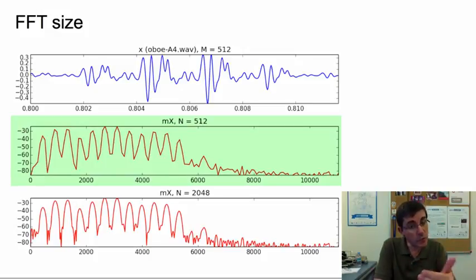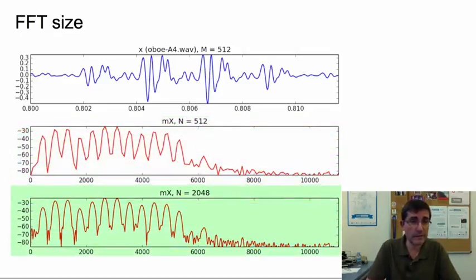But if we use a larger FFT size, in this case 2048 samples, so we zero pad quite a bit, the FFT size is 4 times larger than the window size, we see a spectrum which is much smoother, in fact much nicer. And this is something that is very desirable. Something that we will be looking for is a spectrum that is quite smooth, so we can identify things much better. Okay.